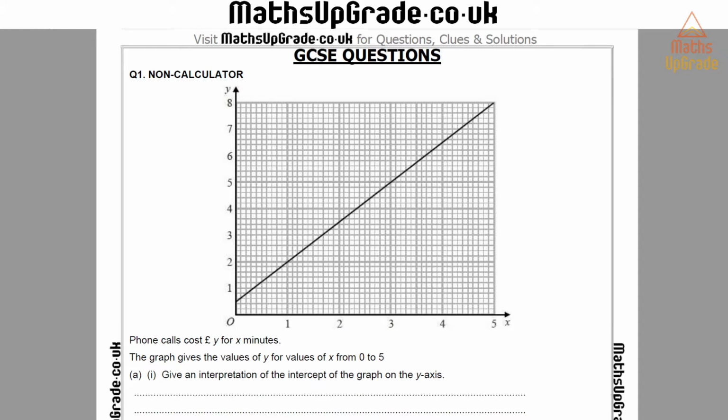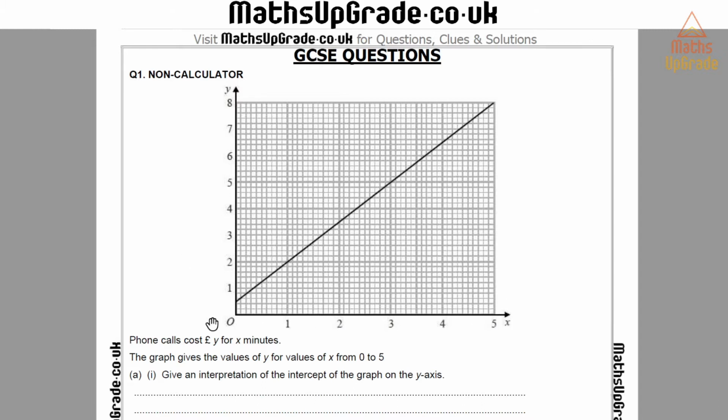The first set of questions here are all non-calculated questions. Question 1 is a 5-mark question. The first part is 2 marks and it states that phone calls cost Y pounds for X minutes. The graph gives the values of Y for values of X from 0 to 5.